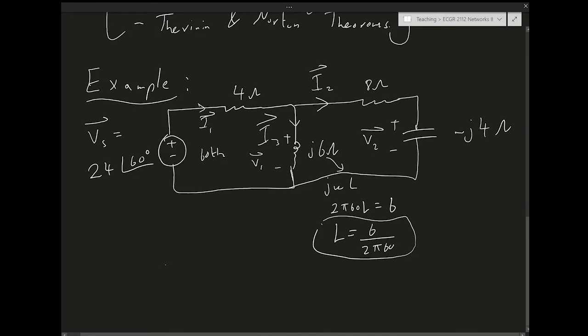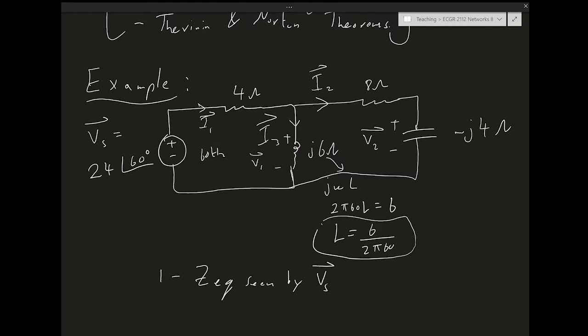So what we'll start with, we'll find Z equivalent seen by Vs. And again, this is one way of solving this. There are always going to be multiple ways of solving the same problem. Whatever you find easier, you can use, right? So Z equivalent is what is seen by Vs, and it's just those two impedances in parallel and this in series.